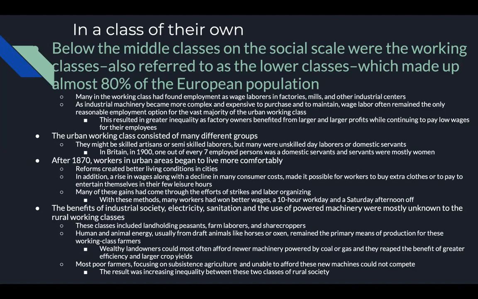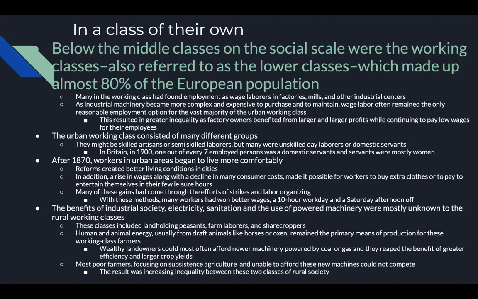The benefits of industrial society, electricity, sanitation, and the use of powered machinery, were mostly unknown to the rural working classes. These classes included landholding peasants, farm laborers, and sharecroppers. Human and animal energy, usually in the form of draft animals like horses or oxen, remained the primary means of production for these working class farmers.